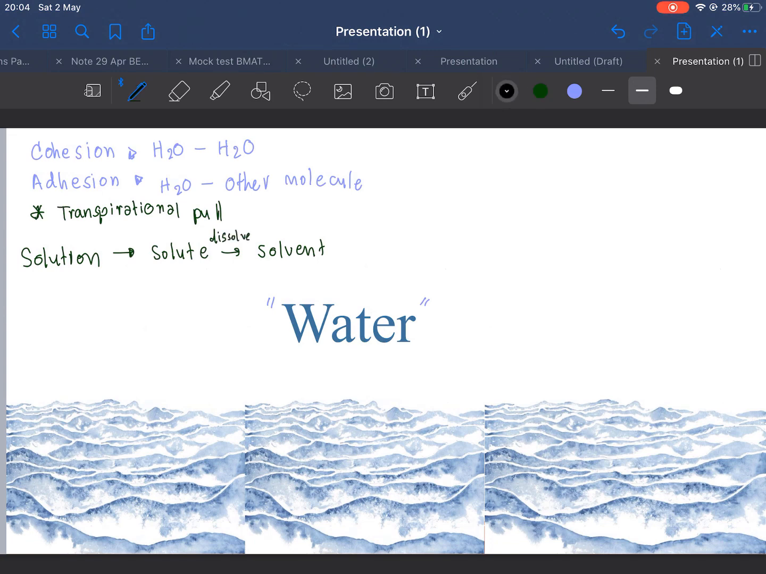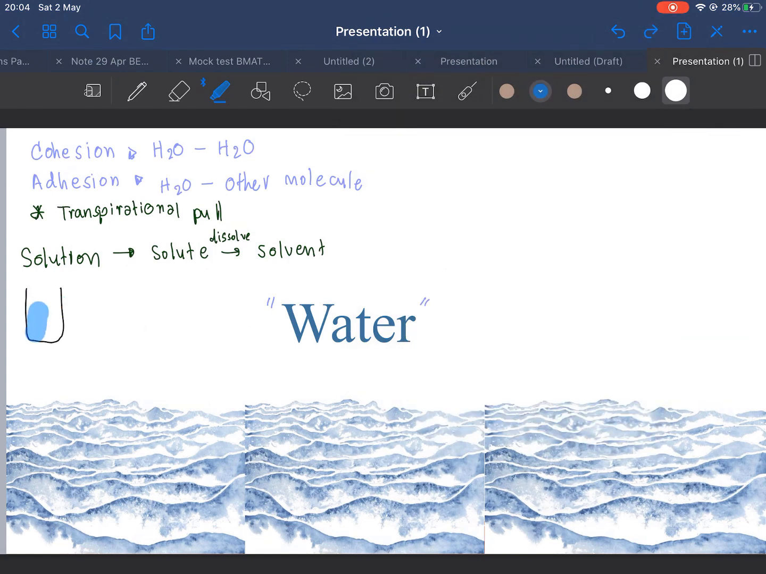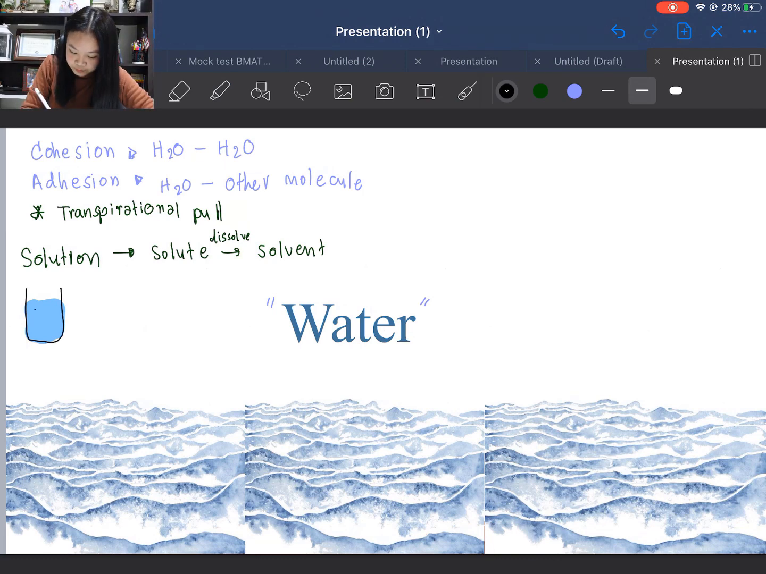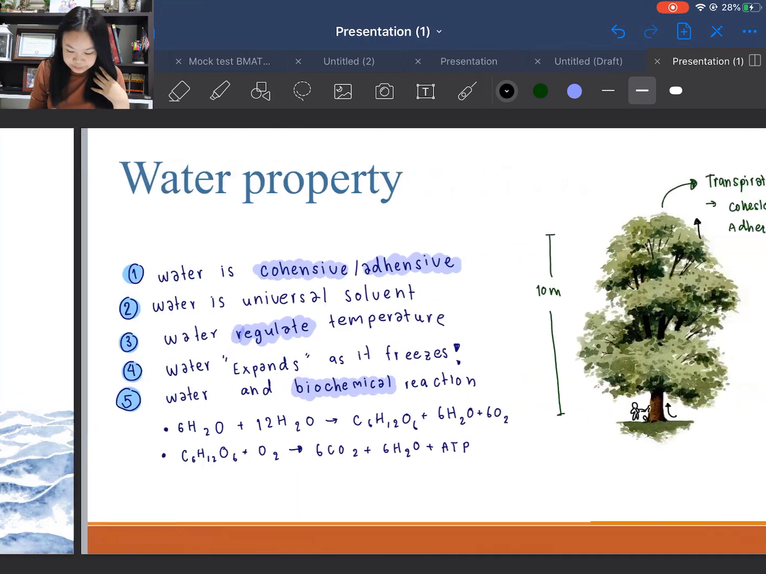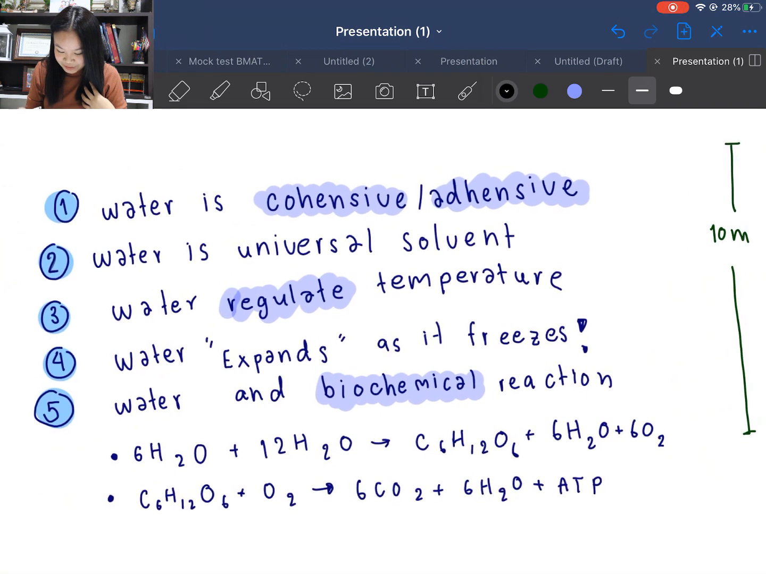For example, I got a beaker. That beaker is filled with water. If I got salt and water, and I put these two things together in a beaker, I will see that the salt dissolves in water. So my solvent is water and solute is my salt. That's it.